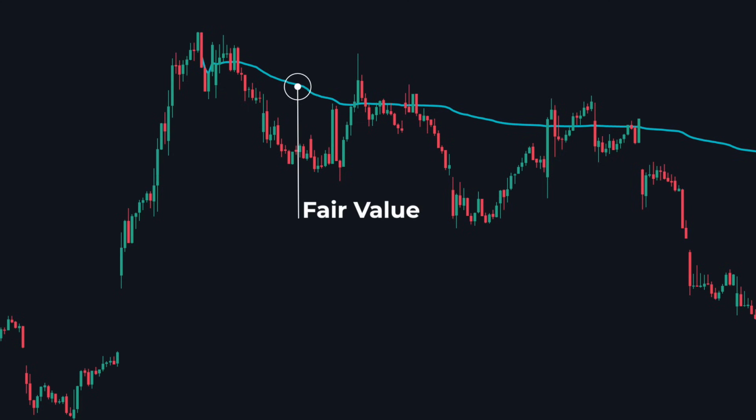This is because when the price starts to trade above the Anchored VWAP, sellers are getting a higher price than its fair value, so they jump on the opportunity and create selling pressure.